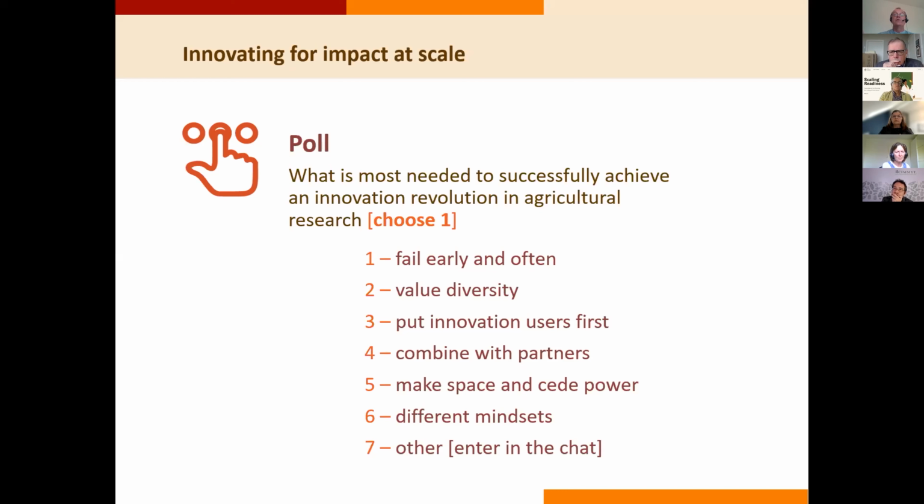So the options: fail early and often, value diversity, put those innovation users first, combine with partners, make space and seed power, give away power, have different mindsets, or something else. So what do you think is most important to successfully achieve the revolution? You should be voting now, and I think the voting is open.